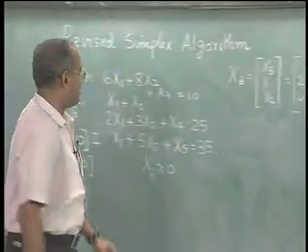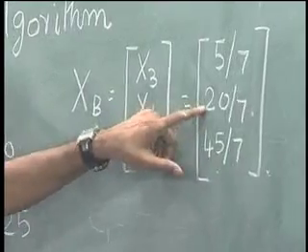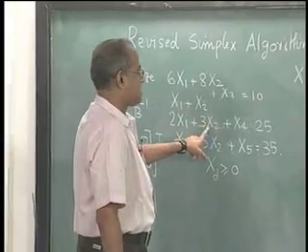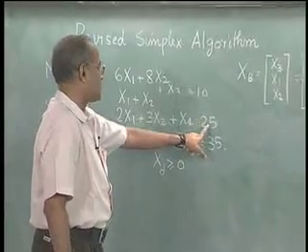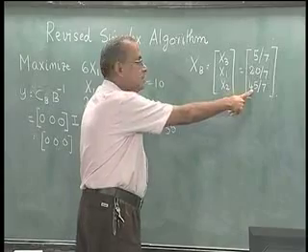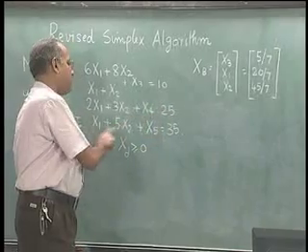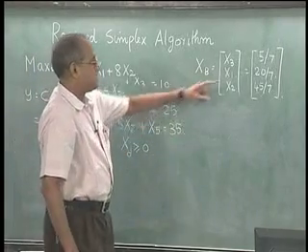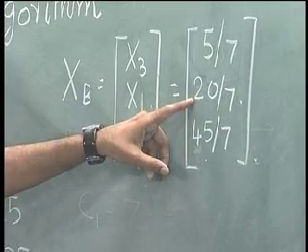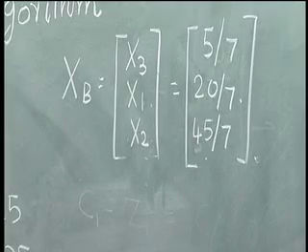A quick check again would give us x1 plus x2 plus x3 is equal to 10, 45 plus 20, 65 plus 5, 70 divided by 7 is 10. 2x1 plus 3x2 plus x4 is 25, 2x1 is 40, 3x2 is 135. So, 175 by 7 is 25, and x1 plus 5x2 plus x5. So, 5x2 is 225 plus 20 is 245 by 7, which is 35. So, this has been checked.